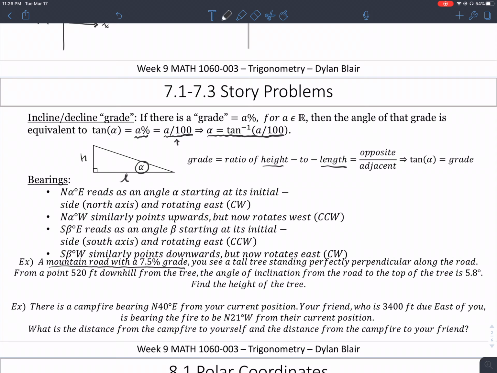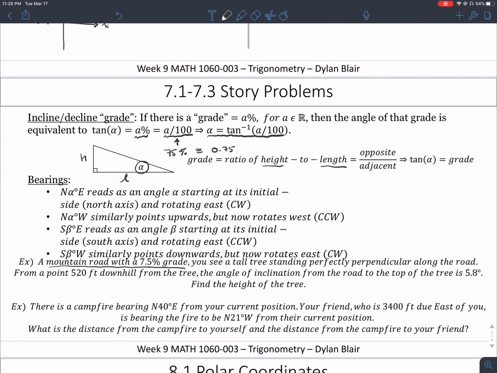Now remember, when you're converting a percentage, so say you had 75%, remember that's equivalent to 0.75 in decimal format, which is the same thing as taking 75 divided by 100. So that's all that is.